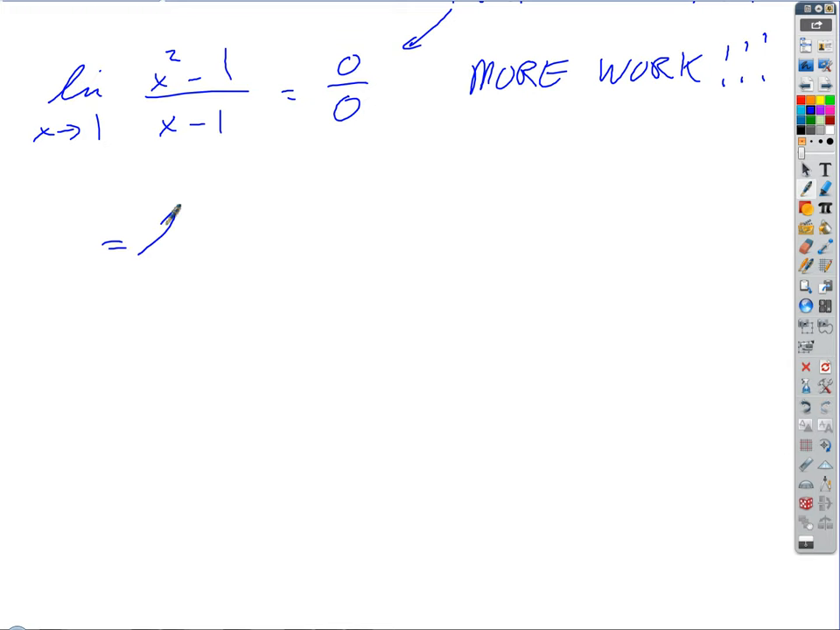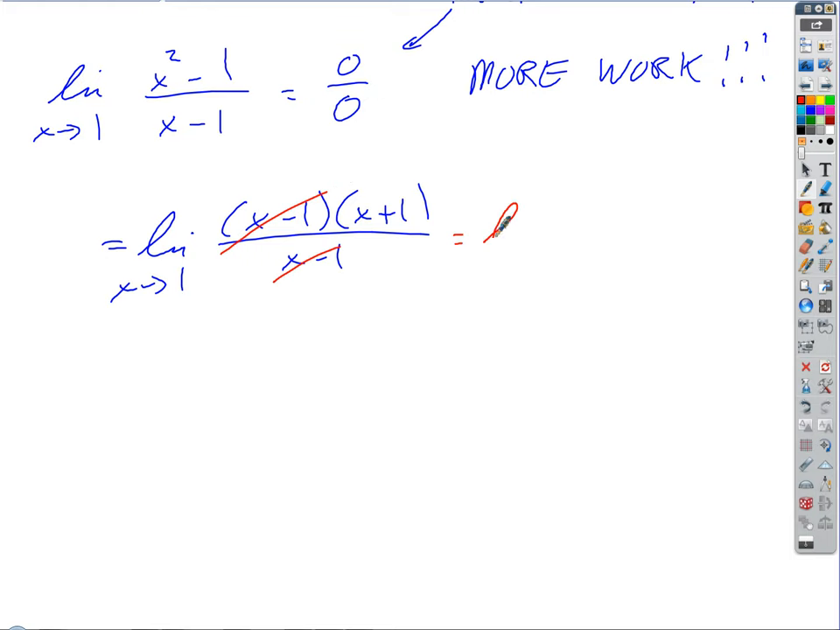We're going to rewrite this as the limit of x minus 1 times, what's the top factor? X plus 1. Good. Divided by x minus 1 as x approaches 1. Okay, so now look what we can do. We can cancel the offending factors, right? Those were the factors causing the hole. Okay? Our answer just ends up being equal to the limit of x plus 1. And as x approaches 1, what is that? 2.